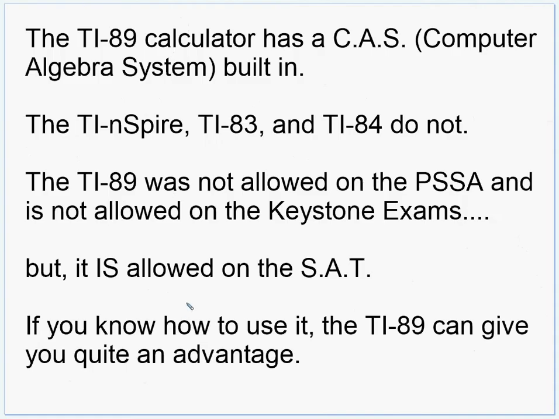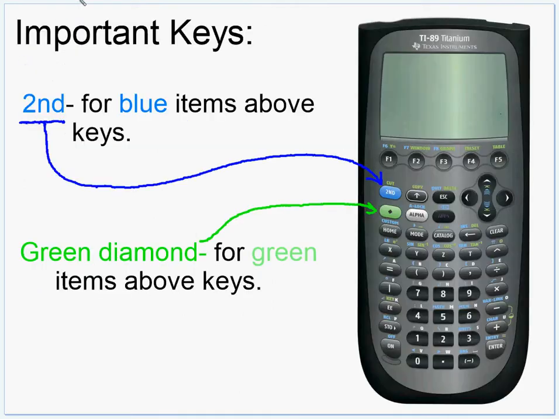this calculator can do. The TI-89 calculator has a built-in CAS or computer algebra system. The TI Inspire, the TI-83, the TI-84 do not have a CAS. The TI-89 is not allowed on the Pennsylvania State Standardized Assessment, the PSSA test. It is also not allowed on the Keystone exams. But for some reason, it is allowed on the SAT. If you know how to use it, this TI-89 calculator can give you quite an advantage over students that do not have one.